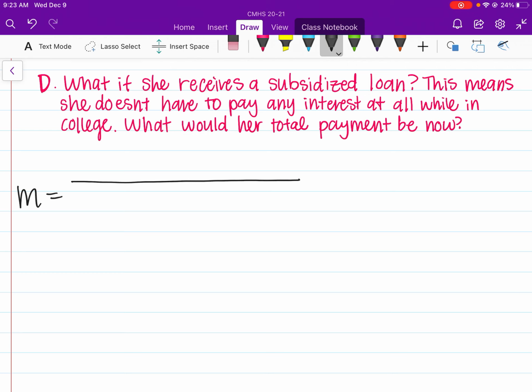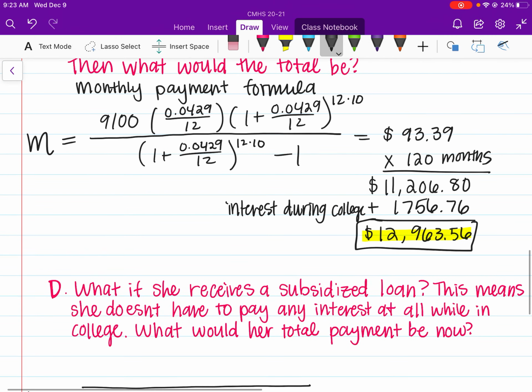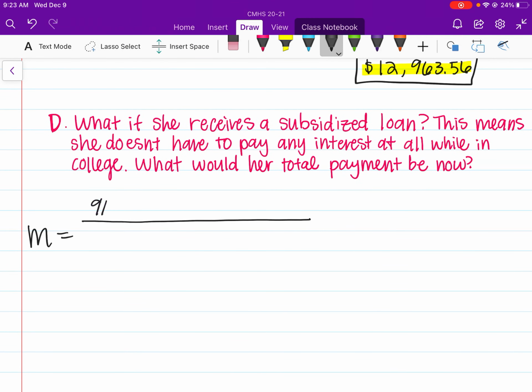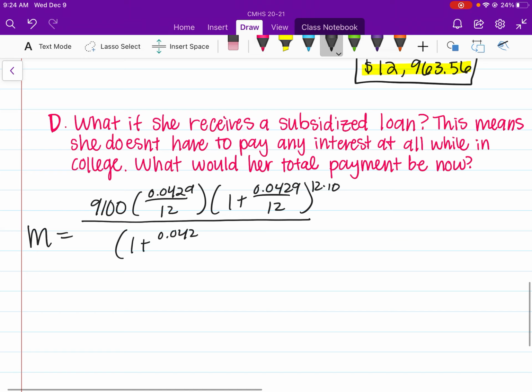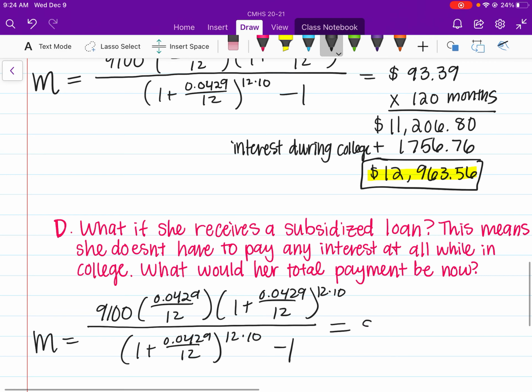Okay, and this last one says, what if she receives a subsidized loan, which means her interest, she doesn't have to pay it at all. Okay, so what would her total payment be then? This is the same thing up above, except we don't add that $1,756. So you can write the formula again if you want. Pretty much it is, here's the principal, 0.0429. I'm going to go fast because we've already done this before. 1 plus 0.0429 over 12 to the 12 times 10 power over 1 plus 0.0429 over 12, 12 times 10 minus 1. So this is the same.